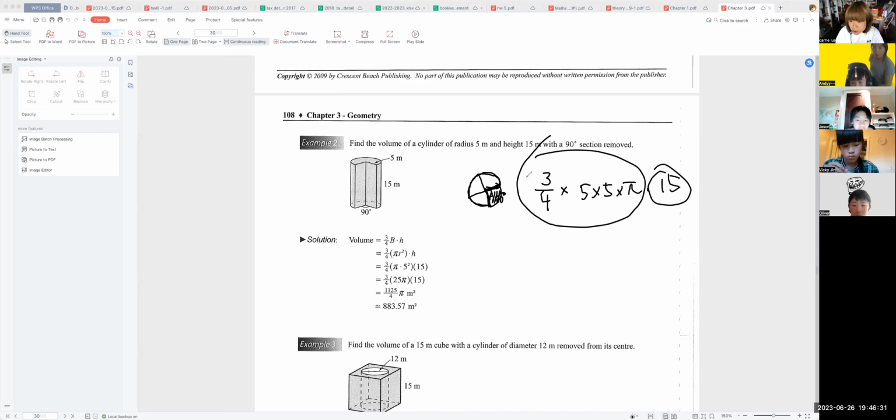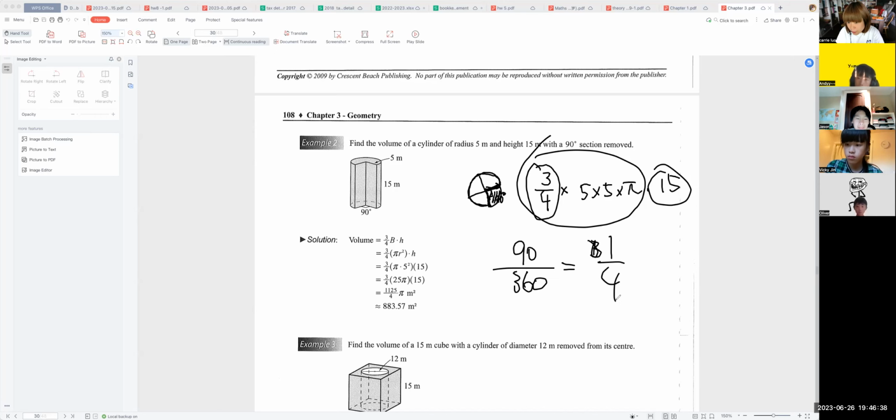Okay, so some kids say, teacher, why is it 3/4? Because 90/360 equals 1/4, right? And the rest of them will be 270/360 equals 3/4, correct?